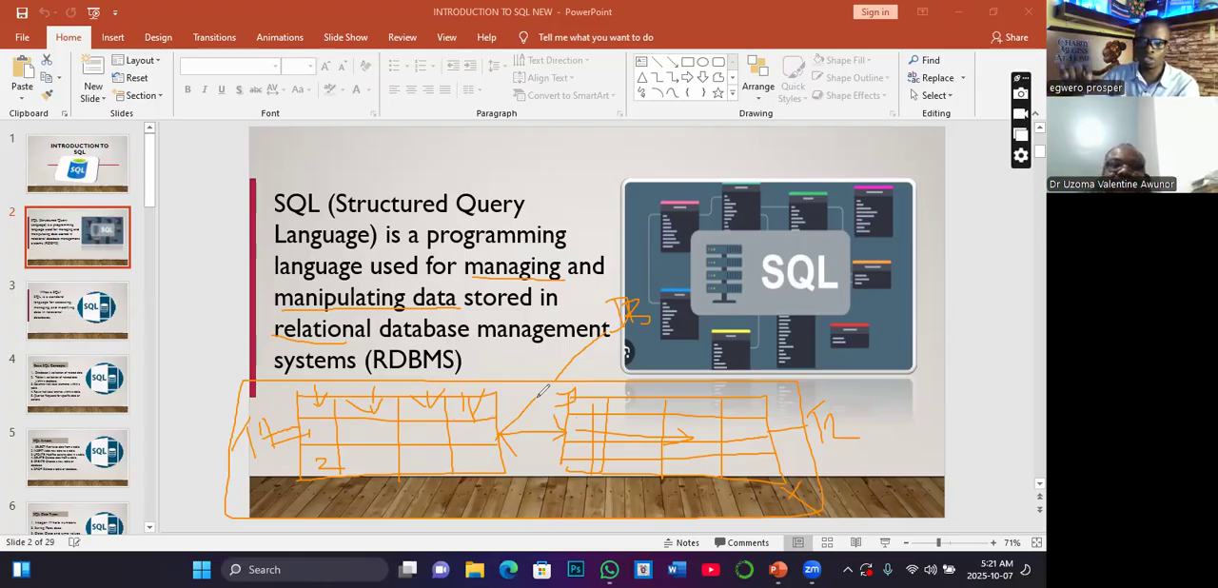So if you are using relationship, you are describing the connection between one table with different values and another table with different values within one database. Now, let's go back to the definition. SQL is a programming language used for managing and manipulating data stored in what? Relational database. Because we have different types of database.